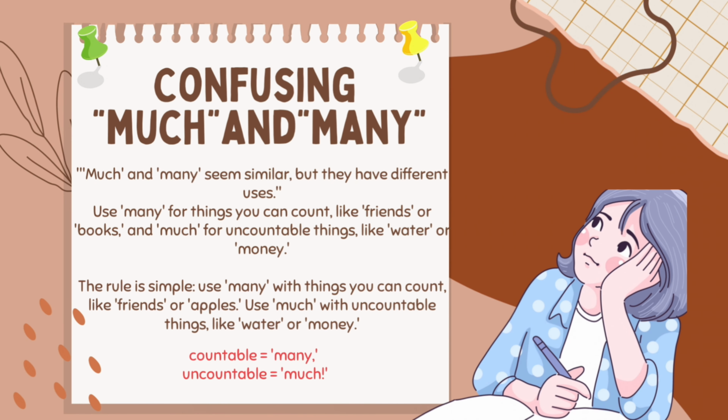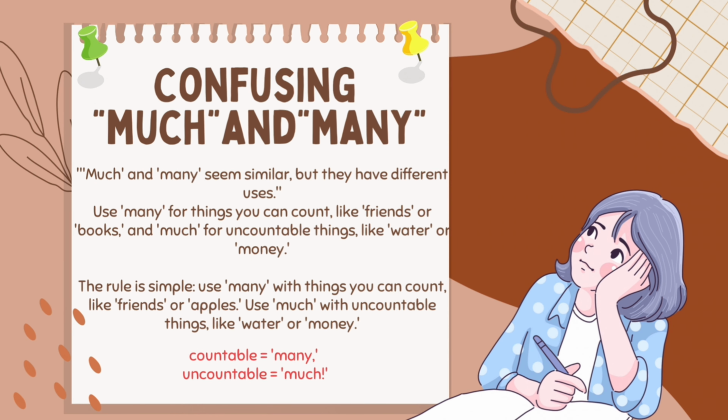Now let's talk about two little words that can cause a big mix-up. Much and many. Much and many seem similar, but they have different uses. Use many for things you can count, like friends or books, and much for uncountable things, like water or money. The rule is simple. Use many with things you can count, like friends or apples. Use much with uncountable things, like water or money. It's an easy fix once you remember the rule. Countable equals many, uncountable equals much.